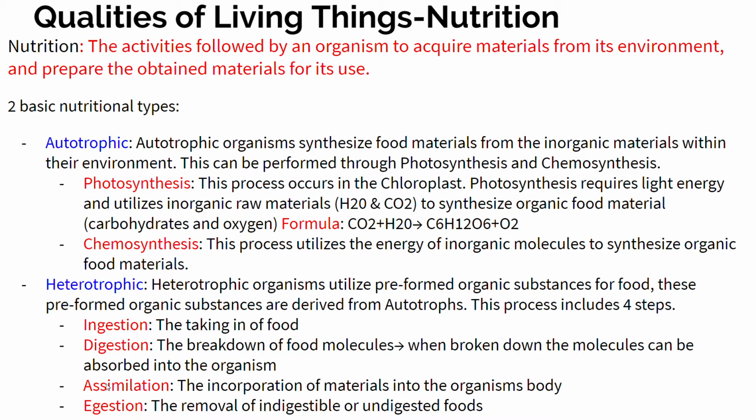Meanwhile, the other nutritional type is heterotrophs, which utilize preformed organic substances. These preformed organic substances are from autotrophs, and this process includes 4 steps. Ingestion is the first, of taking in food. Digestion, the second, is breaking down food molecules to help absorb it into the organism. Assimilation, the third, is the incorporation of materials into the organism's body. And lastly, egestion, the removal of indigestible or undigested foods.